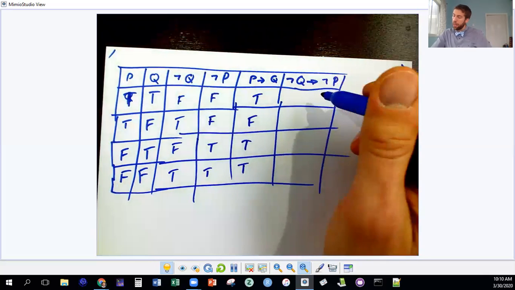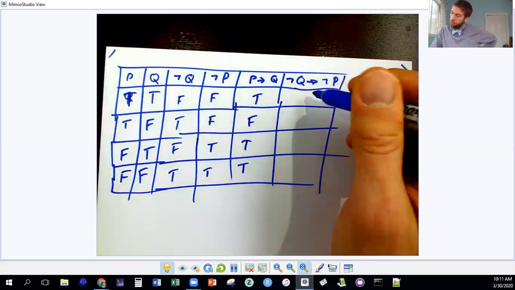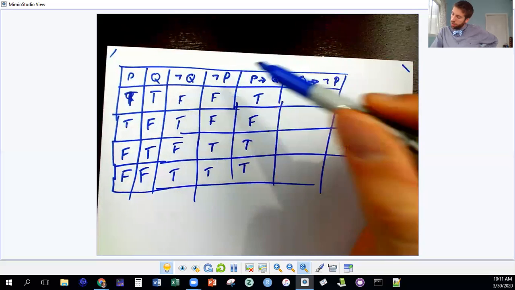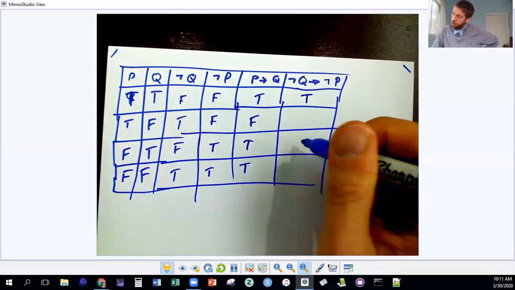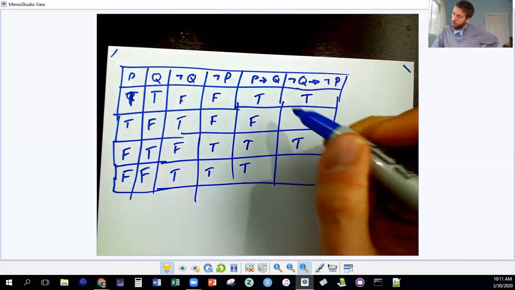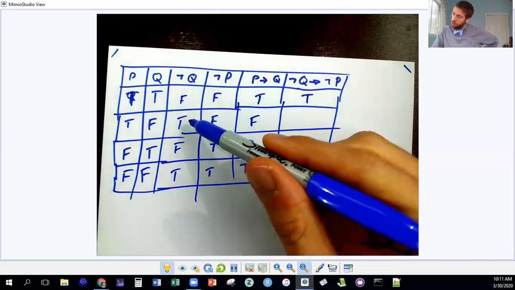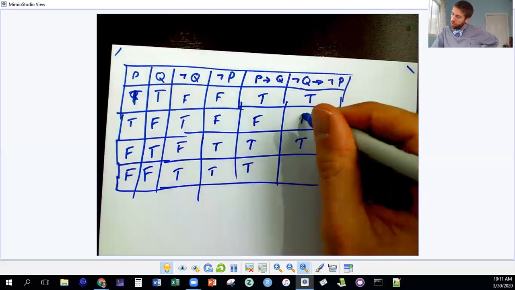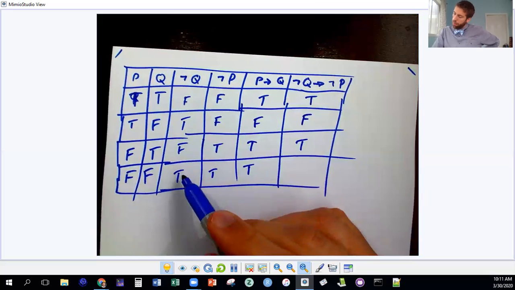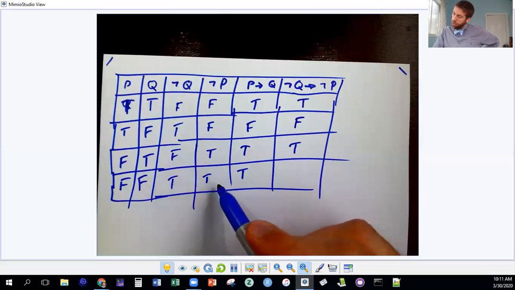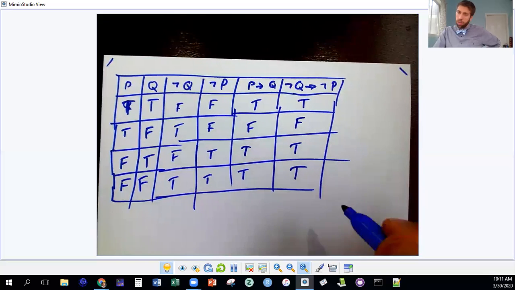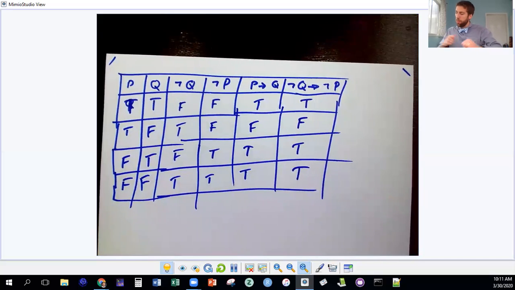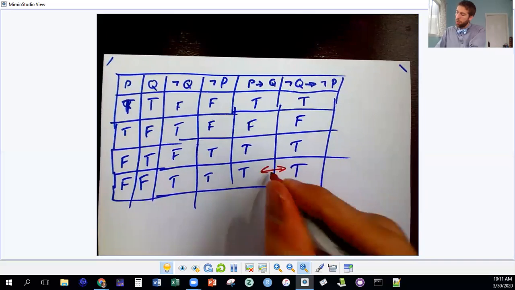And then not Q implies not P. Well, if not Q is false, it's vacuously true. So I'll put those down first. If not Q is true and not P is false, then the implication is false. And if not Q is true and not P is true, then it's a true statement. Look at that. They match.